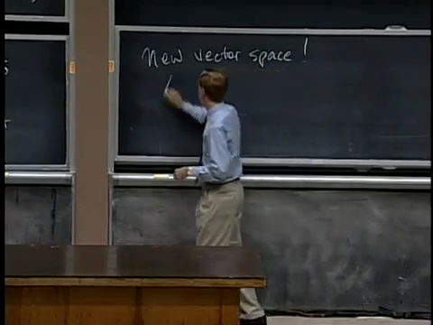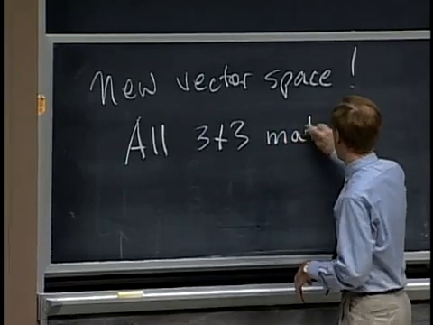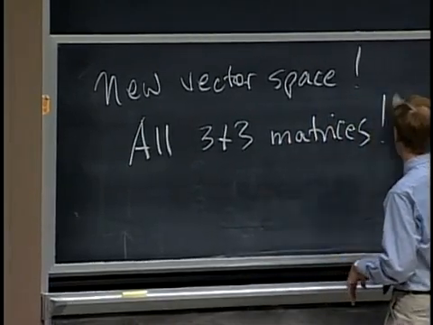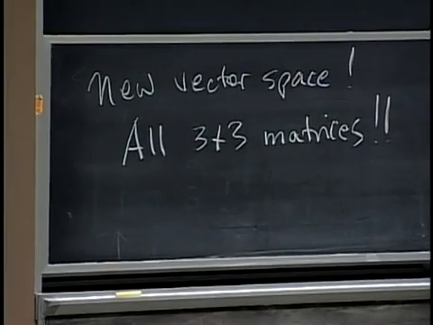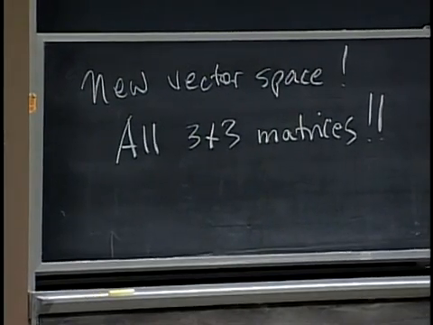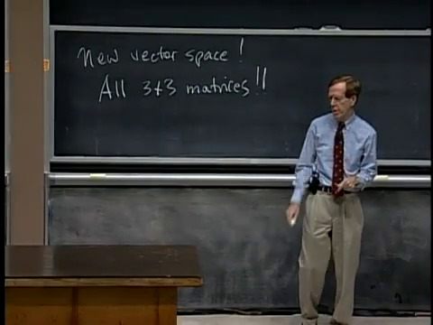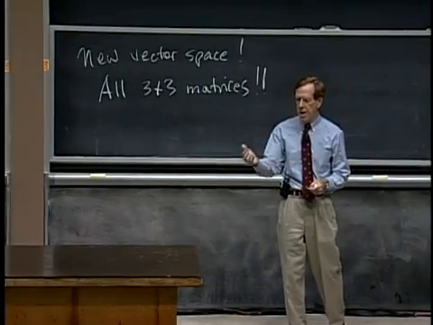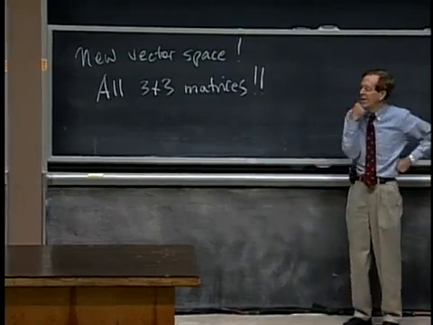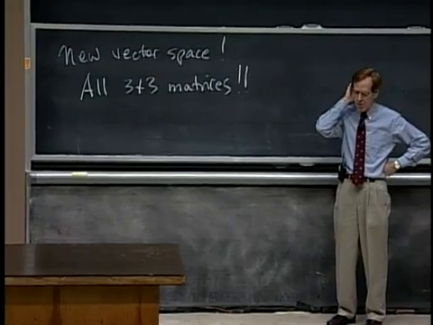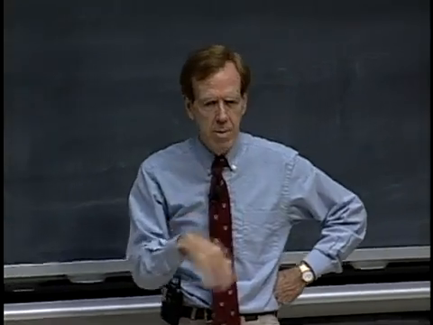Say all 3 by 3 matrices. My matrices are the vectors. Is that all right? I'm just naming them. You can put quotes around vectors. Every 3 by 3 matrix is one of my vectors. Now, how am I entitled to call those things vectors? I mean, they look very much like matrices. But they're vectors in my vector space because they obey the rules.